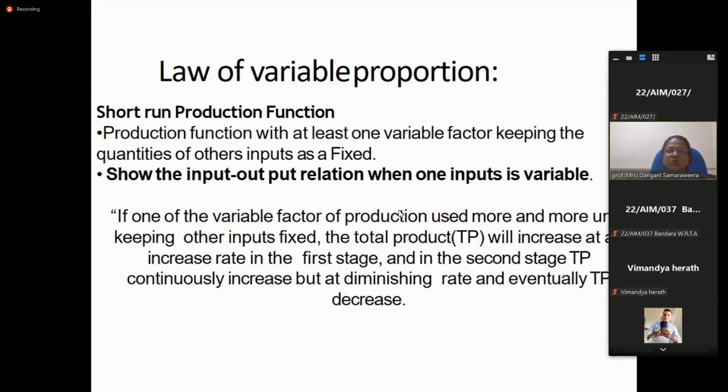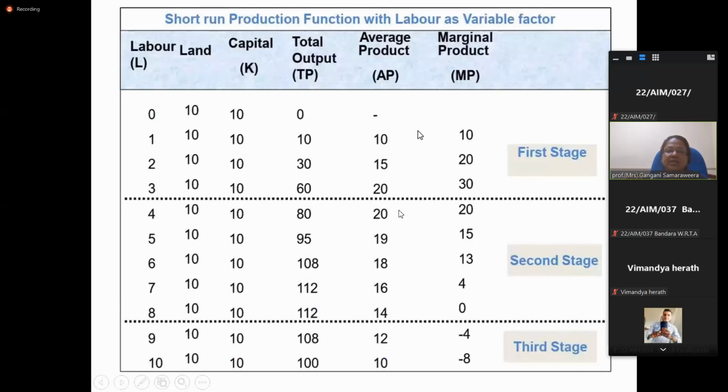Okay, so it shows here. Here also see increasing at increasing rate, total product, increasing at decreasing rate, and finally decreasing, 108, 100. So then marginal product becomes 0, average product decreasing. Okay, so these all clearly you can put the lines of 3 stages here.